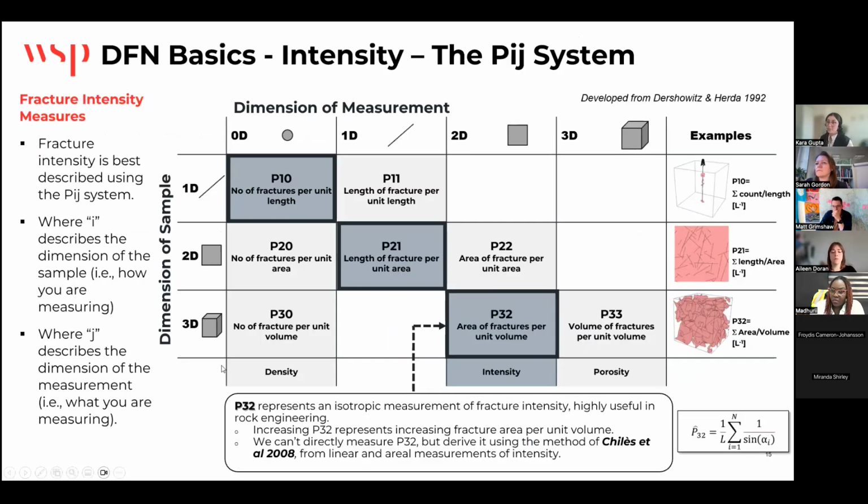Moving on to intensity, we use the PIJ system, which looks at the dimension of samples against the dimension of measurement. And the most commonly used intensity is P32, which is the area of fractures per unit volume. And while this can't be directly measured, it can be derived from other measurements, including P10, which is the number of fractures per unit length and is very commonly measured during borehole logging. So we convert that to P32 using the Chiles et al. 2008 correction, and that intensity is our defined parameter for the DFN model.